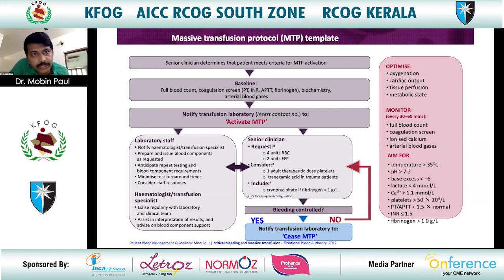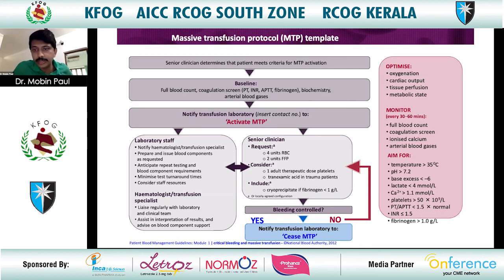Along with that, you need to send a baseline. If you don't have a point of care test, you need to send a full blood count, PT, aPTT, fibrinogen, biochemistry, and ABG. Most of the time, they call for a massive transfusion protocol and may not send these. Concurrently, you need to make sure this sample is taken and sent to the lab. Only then will we be able to go to the second cycle.